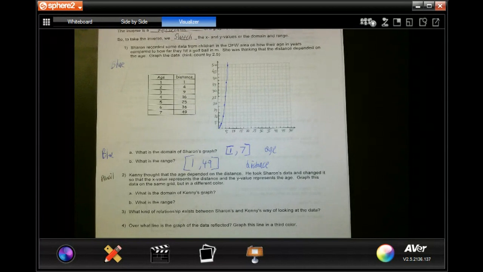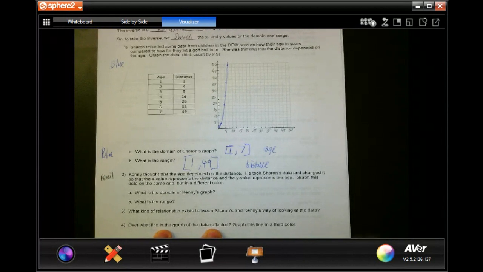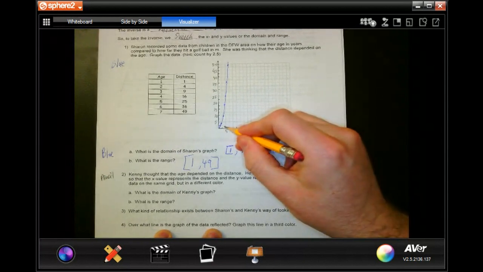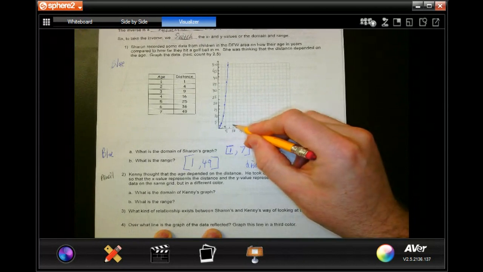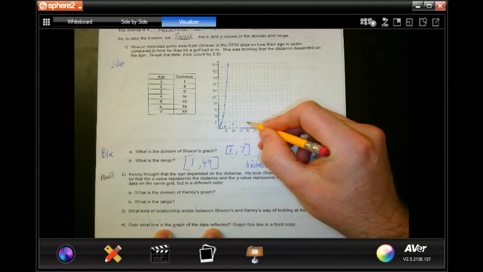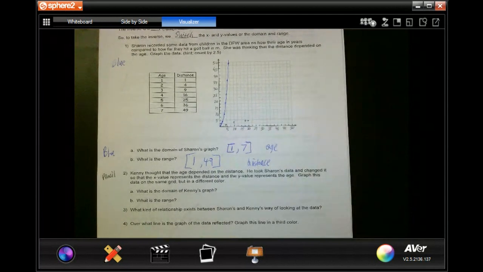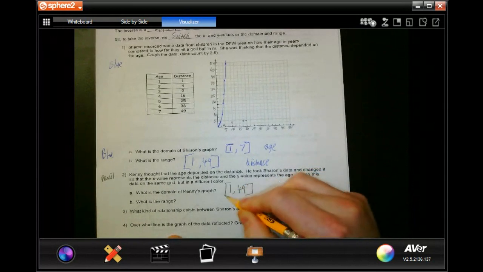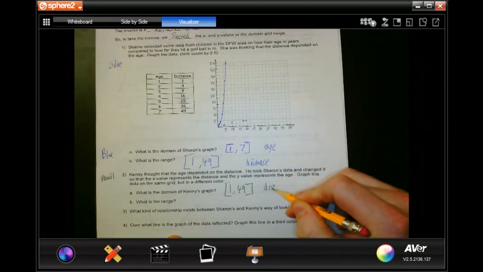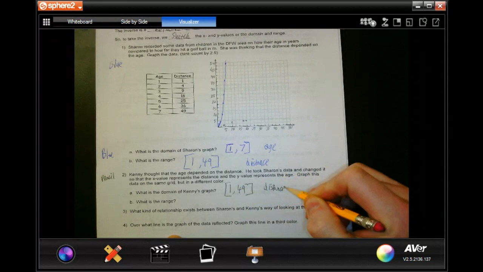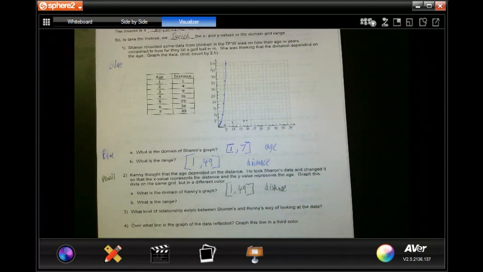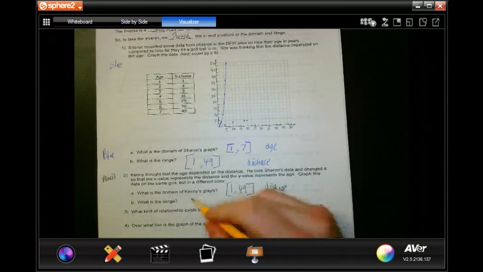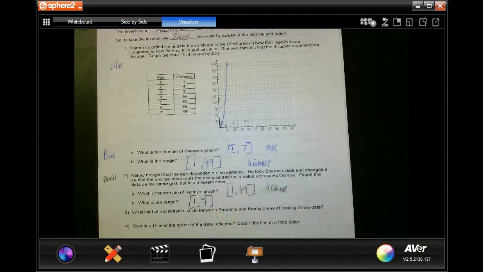So what's the domain of Kenny's graph? Could fill this in probably. Yep, it'll be right there. What's the domain of Kenny's graph? Yeah, the domain is going to be 1, 49 because he thinks the distance is the independent variable. And what's his range? What's he think the dependent variable is? He thinks the dependent variable is 1, 7.